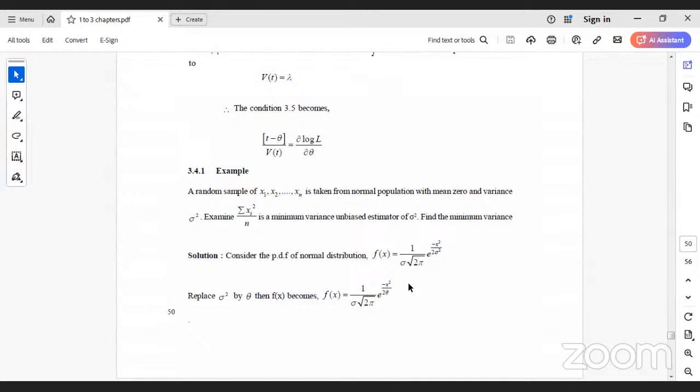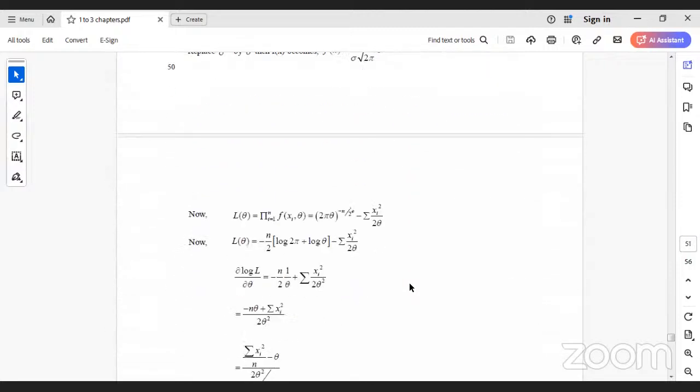Another theorem we have to learn here. A random sample X1, X2, ..., Xn is taken from a population with mean 0 and variance sigma square. Examine whether summation of Xi square by n is the minimum variance unbiased estimator of sigma square, and find the minimum variance. Consider the probability density function of the normal distribution, 1 by sigma root 2 pi e power minus x square by 2 sigma square. Replacing sigma square by theta, f(x) becomes 1 by root of 2 pi theta e power minus x square by 2 theta.